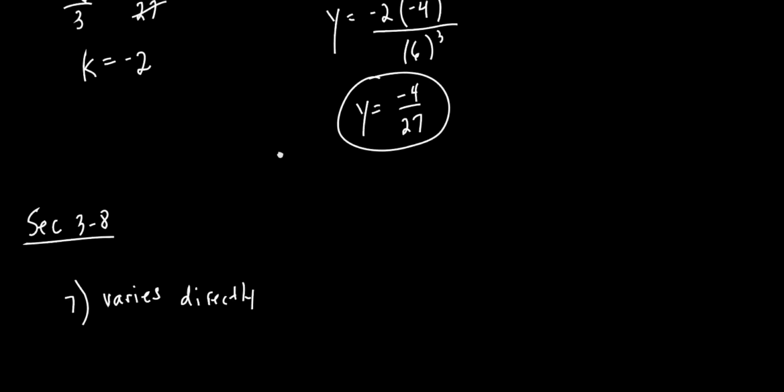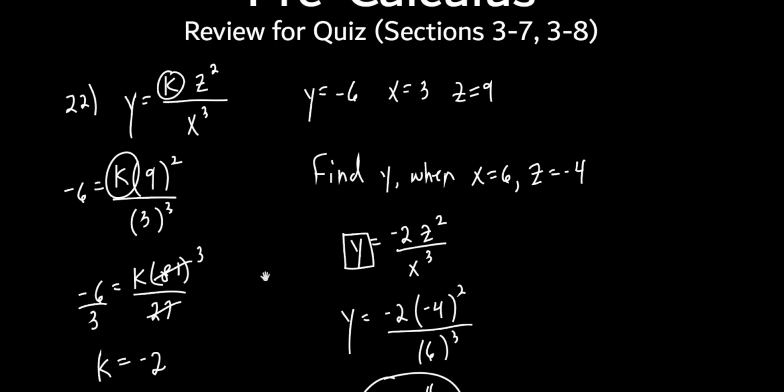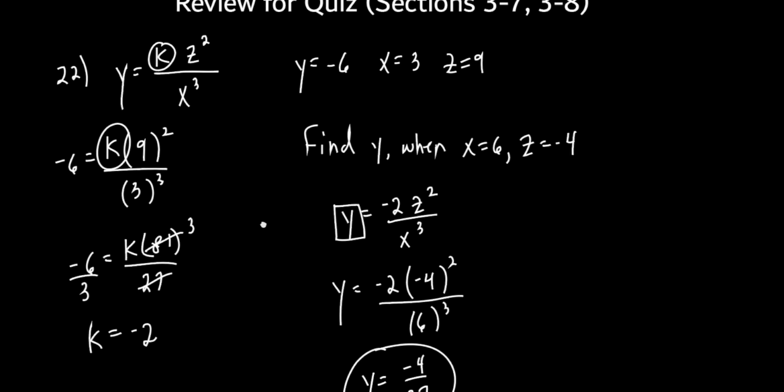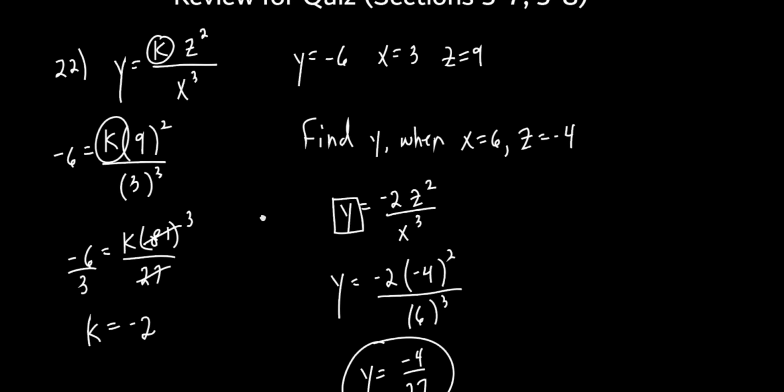Deserves it. All right, so let's talk about section 3.8 since we just talked about it. I don't know if there's really much to talk about because it's just the homework problems that we've been doing. So number 7, it varies directly. Joint variation. How did we know what to put the exponent on? I forget what number it was, but it said the exponent was a variable, and I didn't know what to plug in for that variable.